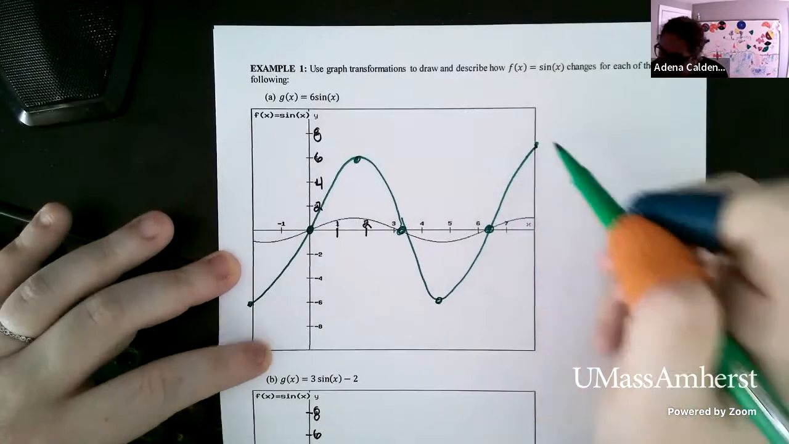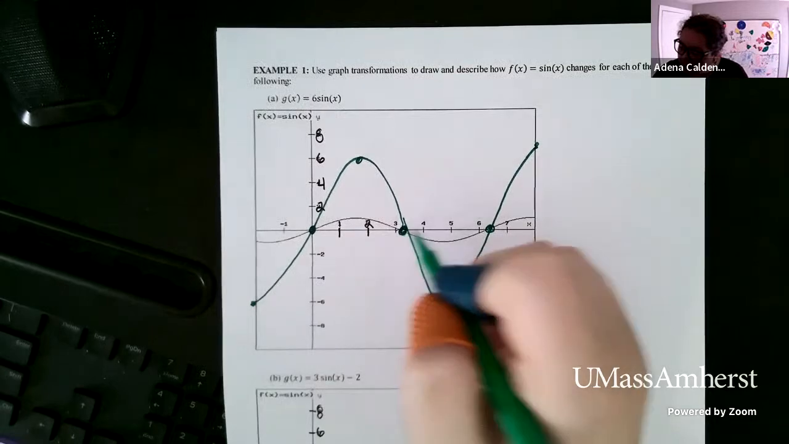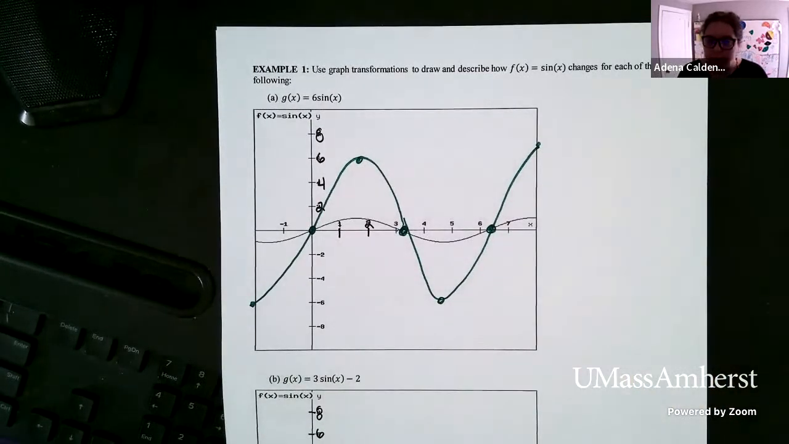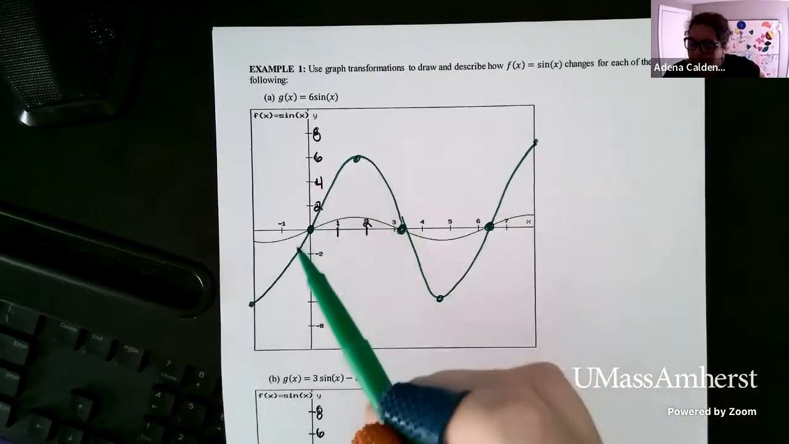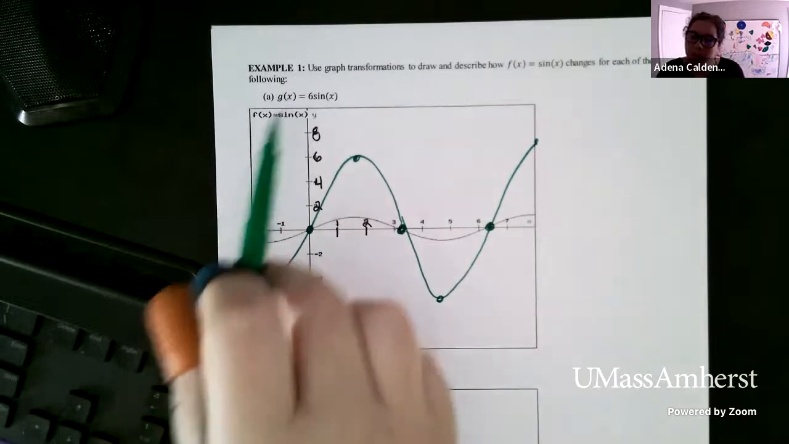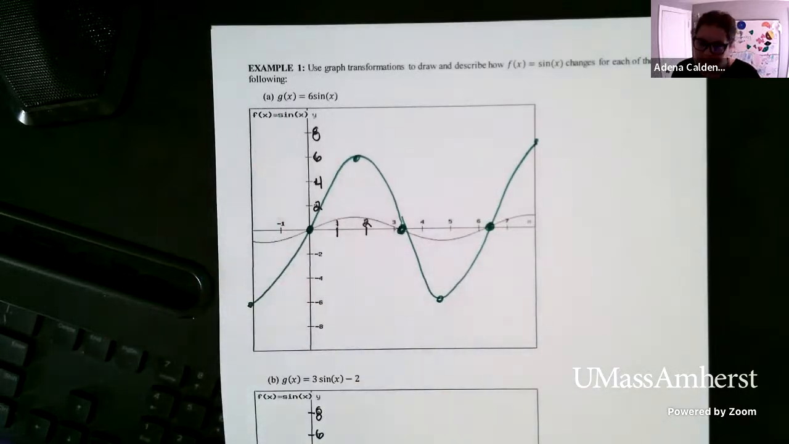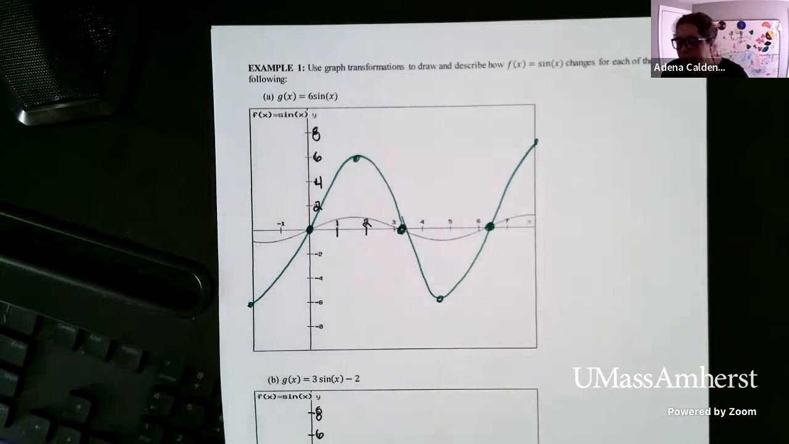Okay, and something important I want to note is it doesn't impact the horizontal direction. We still have a period of 2 pi, right? The whole thing completes its cycle in the same amount of time, but the y values have been pulled by a factor of 6. So when you multiply something, it takes every single y value and multiplies it by 6. It goes up 6 times as high, okay?